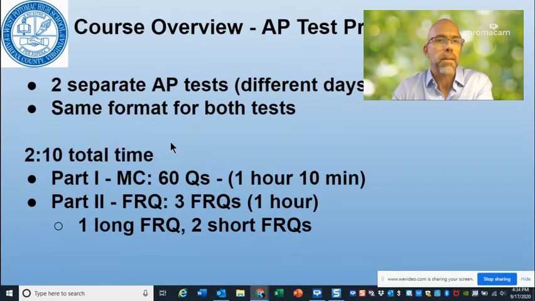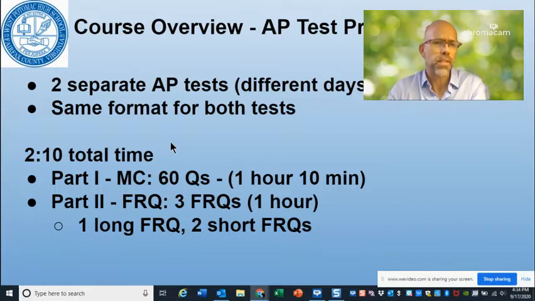The AP exams are 2 separate tests for economics. They're on separate days, although luckily the format for both tests is the same. Each test is 2 hours and 10 minutes and includes 60 multiple choice questions and 3 FRQs, which are an hour for the FRQs. There's one long FRQ and then 2 short FRQs, free response questions that they have to answer in that time.